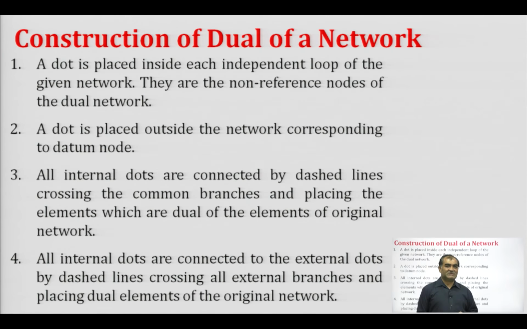All internal dots are connected by dashed lines crossing the common branch and placing the elements which are dual of the elements of the original network, and all internal dots are connected to the external dot by dashed lines crossing all external branches and placing dual elements of the original network.